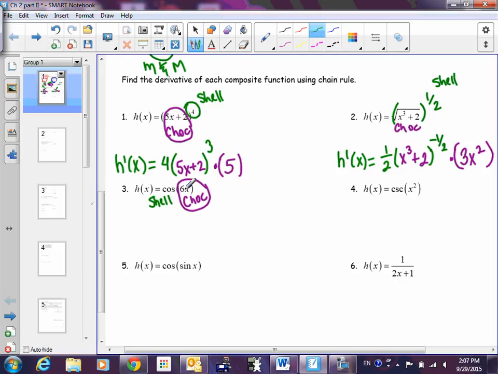Okay, keep in mind, this is not cosine times 6x. If it was, I would need to use product rule. What is this saying? Cosine of 6x, a function of a function. That's why I'm using this new chain rule. H prime of x equals. Okay, derivative of the shell. What do we got? Negative sine. Keep the inside the same, so of 6x. And then go times what? 6. And you don't need parentheses around the 6. You could write them, not write them. It doesn't really matter to me.